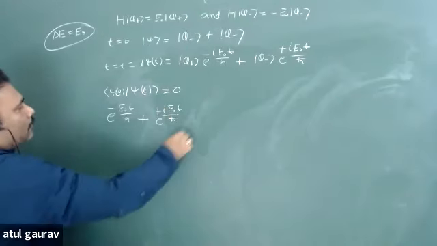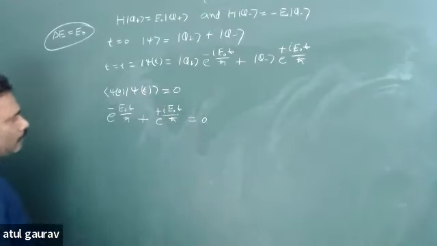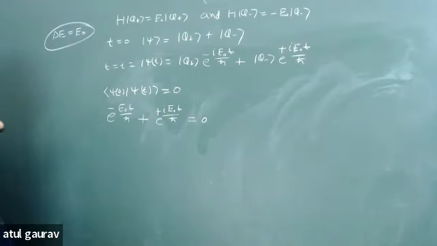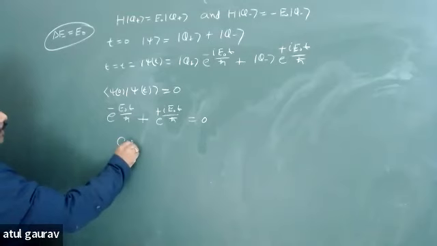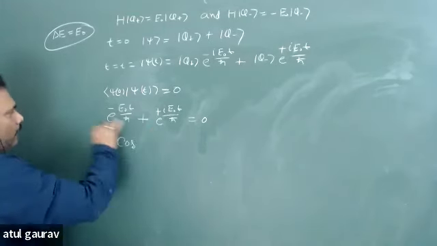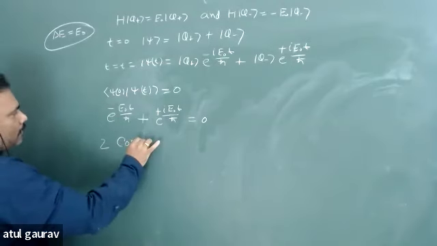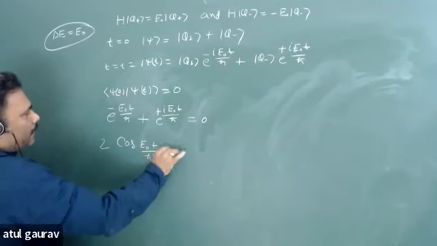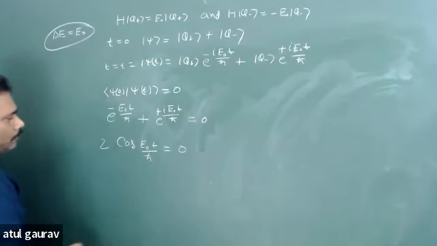Minus minus plus must be equal to 0. So can I write this thing as cos formula? Yes, sir. So this thing is nothing but cos. So you can just divide by 2, multiply by 2. So this is cos e naught t upon h cut must be equal to 0.